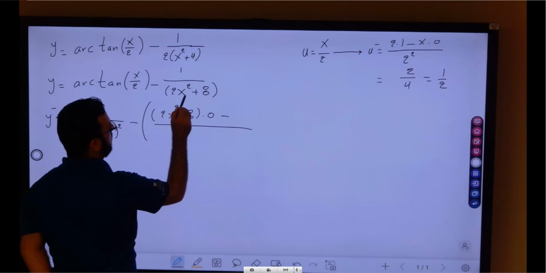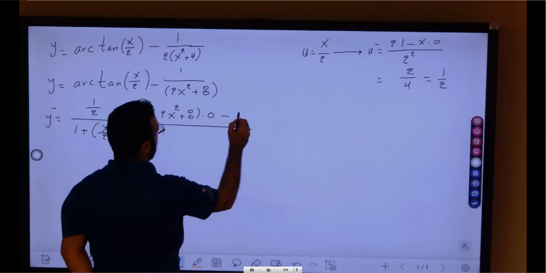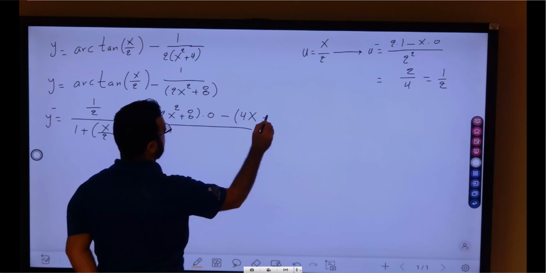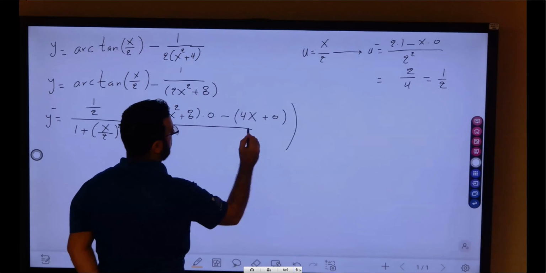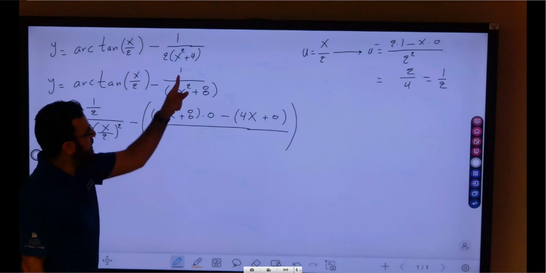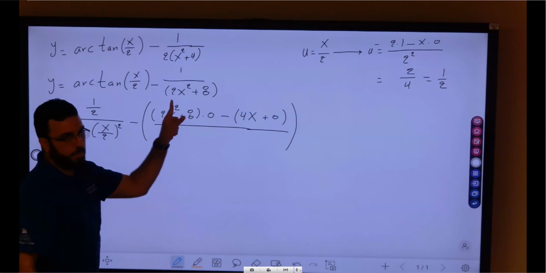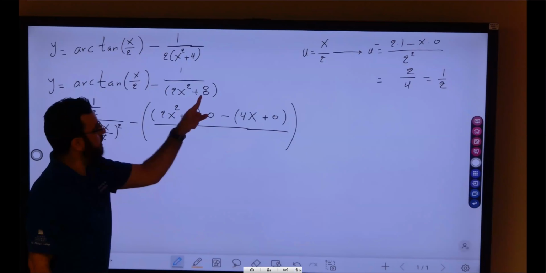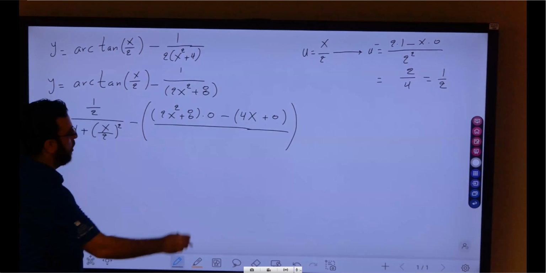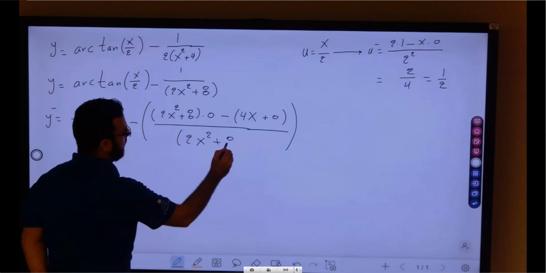Over the top, which is x, so I did a chain rule for x plus 0. Yes or no? The bottom one times the derivative of the top, which is 1, minus the top times the derivative of the bottom, which is 4x, and here is 0. Okay, over what? Over 2x squared plus 8 squared.